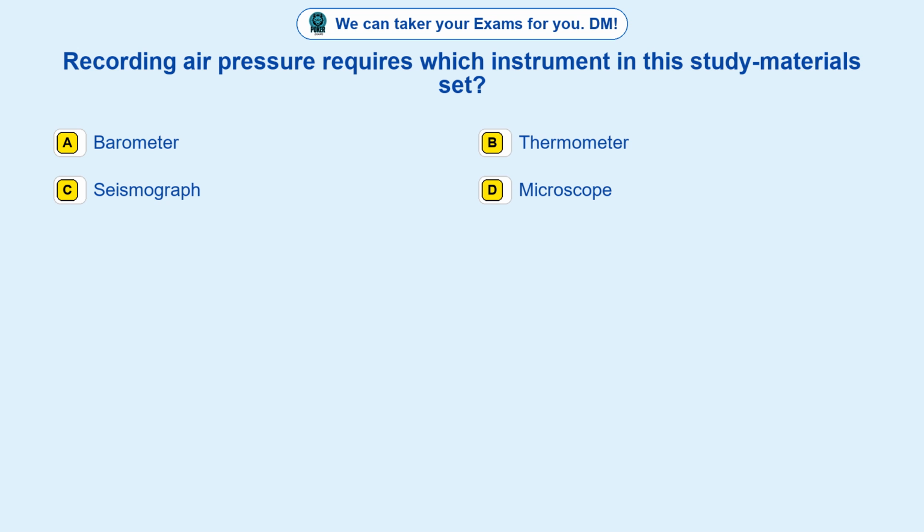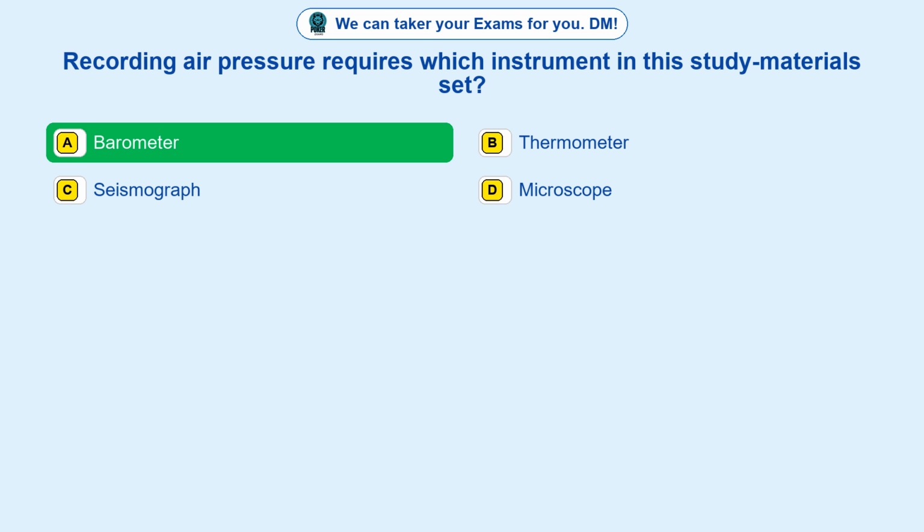Question 100. Recording air pressure requires which instrument in this study materials set? Option A, barometer. Option B, thermometer. Option C, seismograph. Option D, microscope. The correct answer is option A.